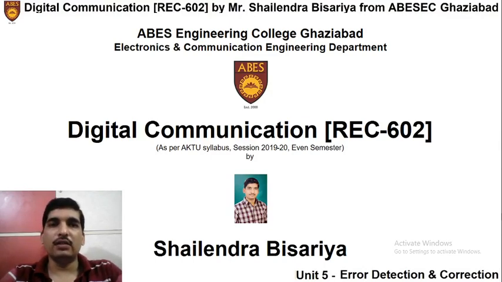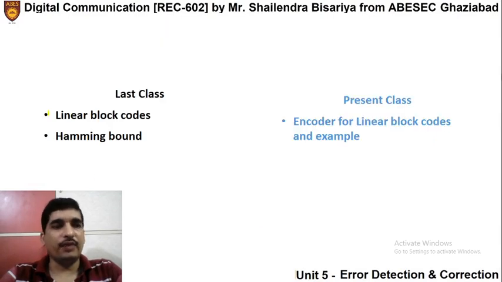In the last class, we discussed linear block codes and the Hamming bound condition. Now let us continue further. As I said, in the next class I will discuss the encoder for linear block codes and some more examples. Okay, so let us continue.